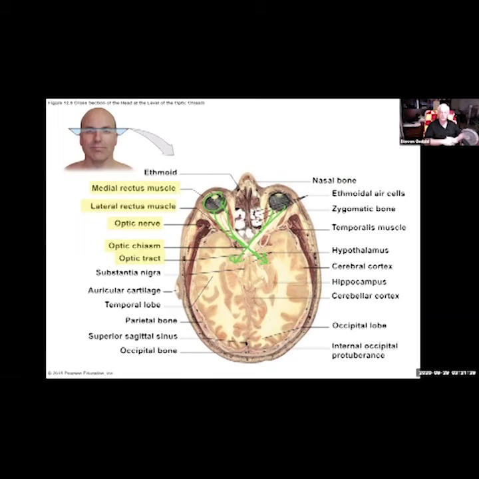Okay, and it feeds into the lateral geniculate nucleus. Okay, and it feeds into the back of the brain here, into the occipital lobe. This is where your images are projected in the back of the brain.